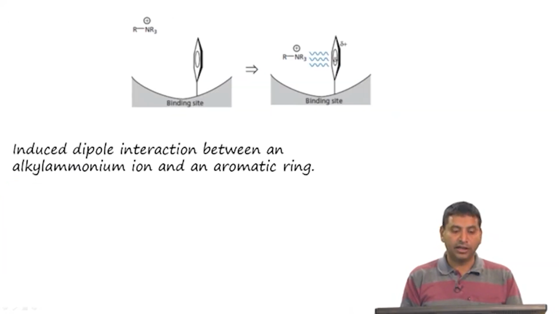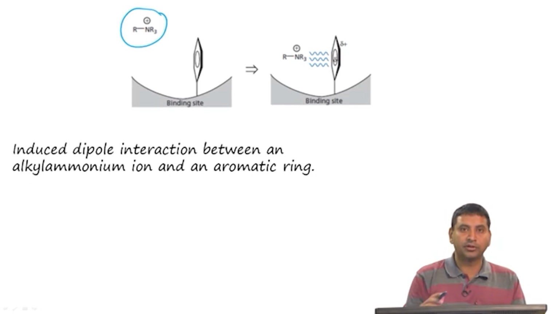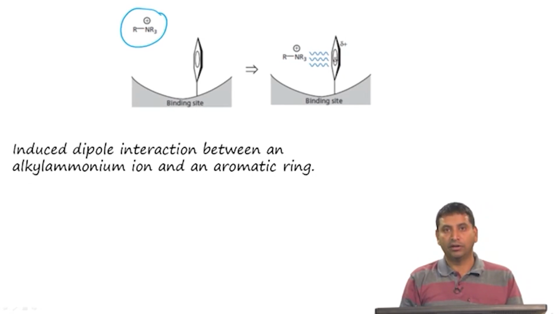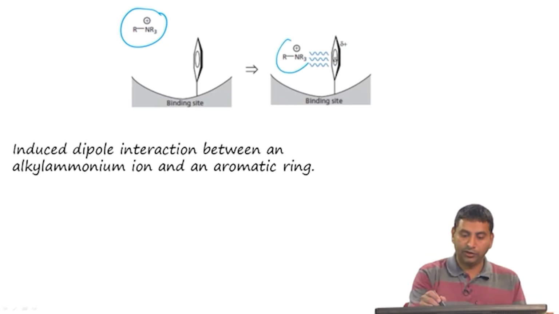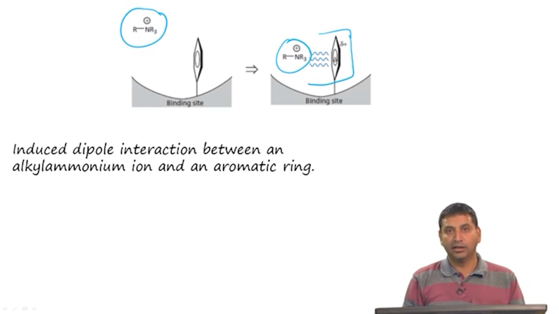Now, phenylalanine can interact with many of the receptor binding ligands that have ammonium ions in them, and so this can actually induce a dipole interaction between an alkyl ammonium ion and an aromatic ring. So, here is the induced dipole system, which can be quite effective in binding ligands. If you mutate out this phenylalanine, let us say you remove it altogether, then this kind of interaction may not occur, and therefore you might find that the ligand is not binding to the same extent.